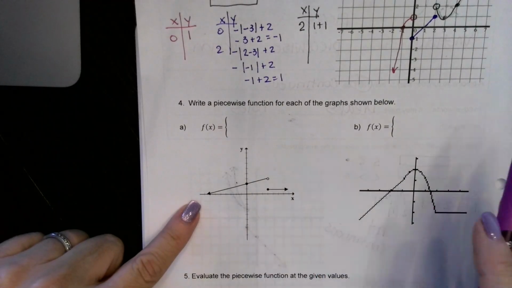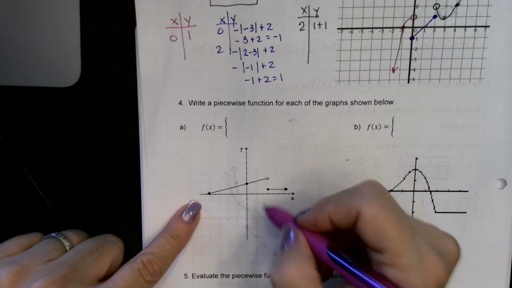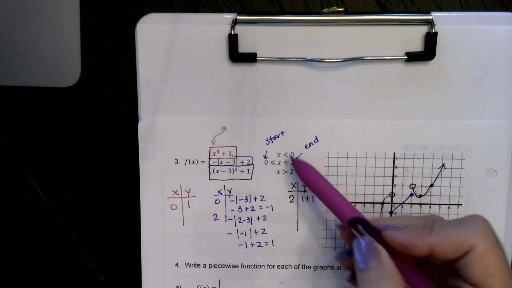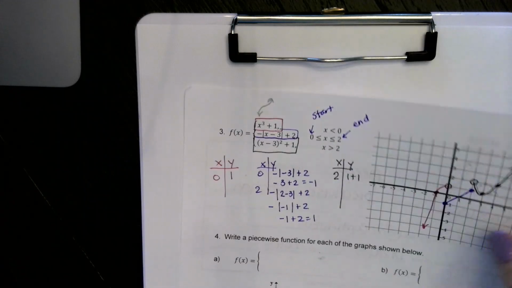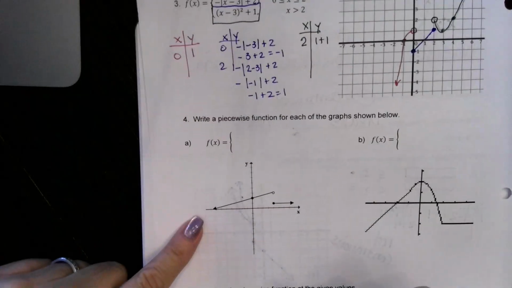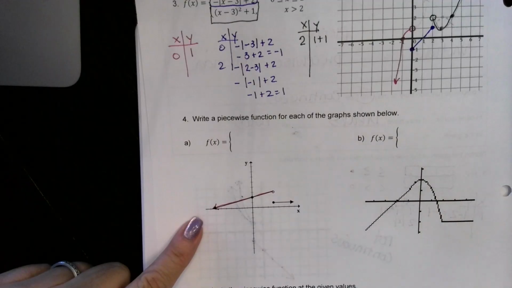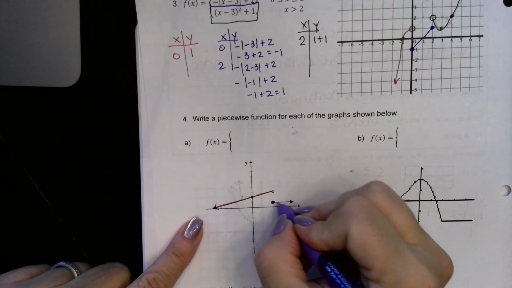So without a doubt, the easiest way to start is to put your domain. So this is the domain. Remember, these are my x values. So I want to identify my domain. So here I have two functions. I'm going to make this my pink function, and then this one would be my purple function.